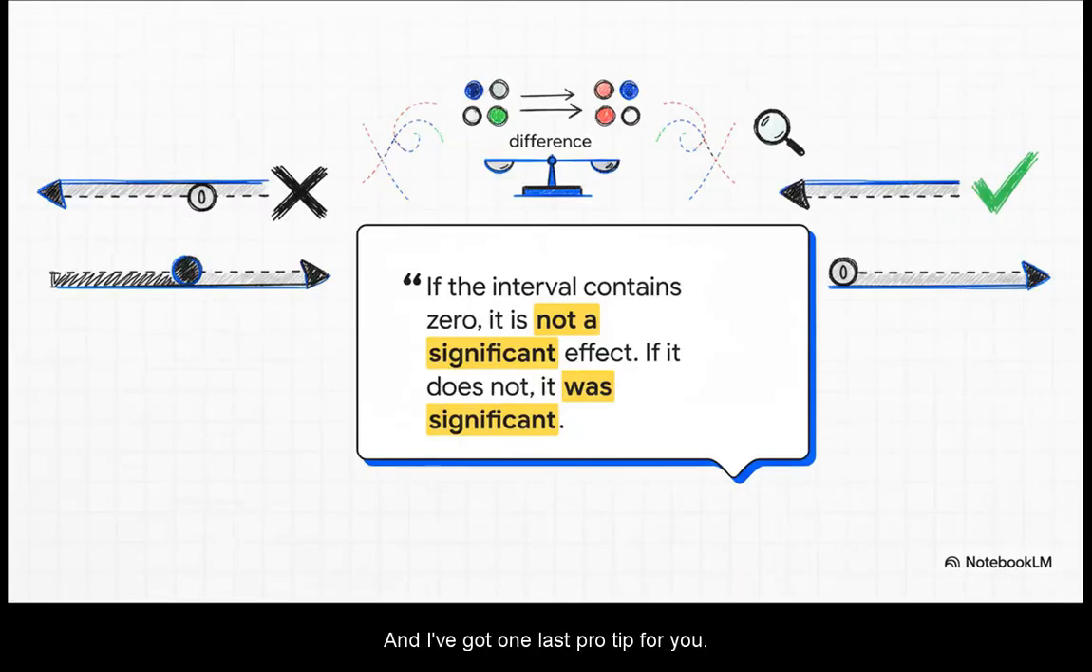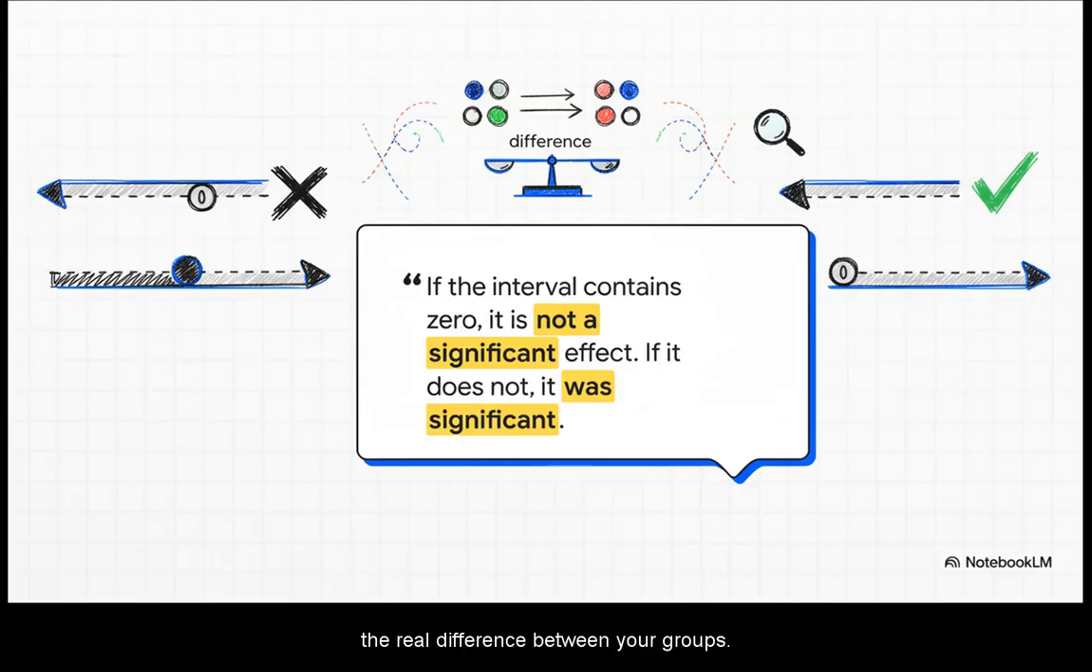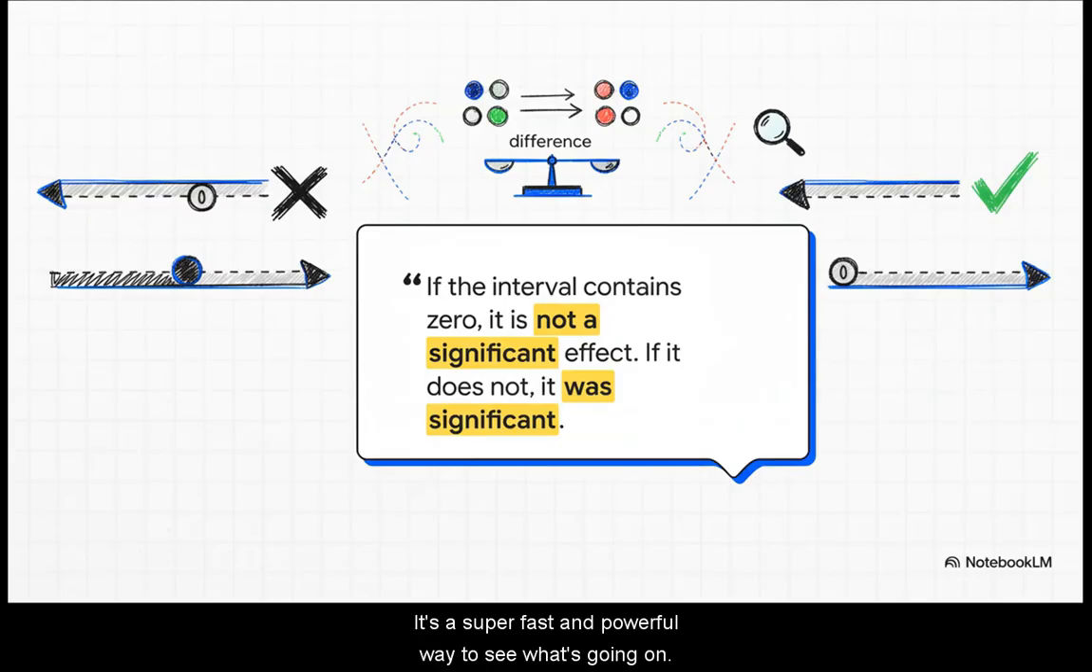And I've got one last pro tip for you straight from the source material. It's about confidence intervals. A confidence interval is just a range of believable values for the real difference between your groups. And here's the trick. If that range includes the number 0, then no difference is a possibility, and your result isn't significant. But if 0 is not in that range, boom, you've got a significant result. It's a super fast and powerful way to see what's going on.